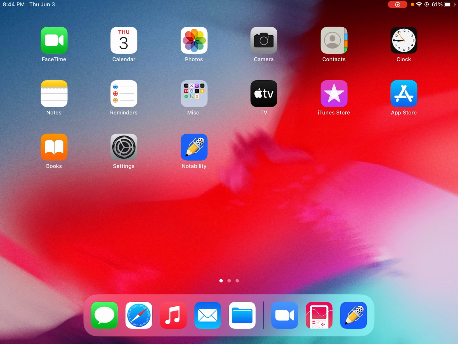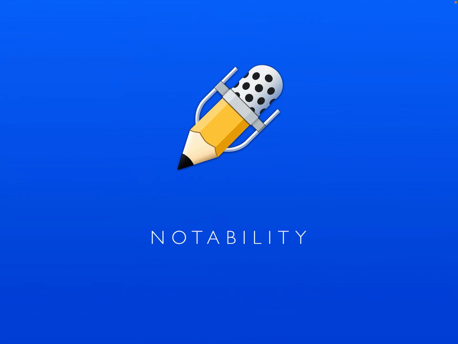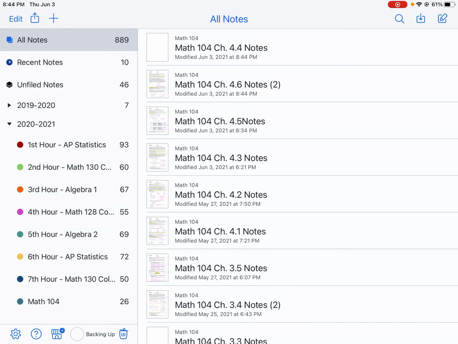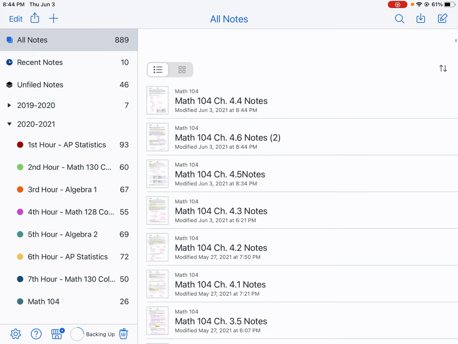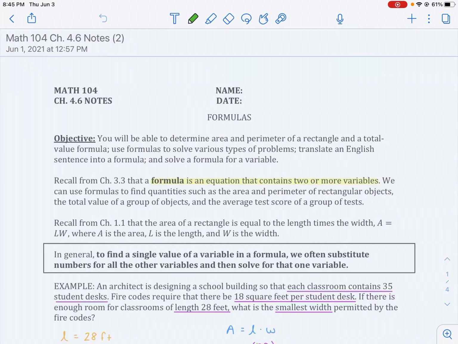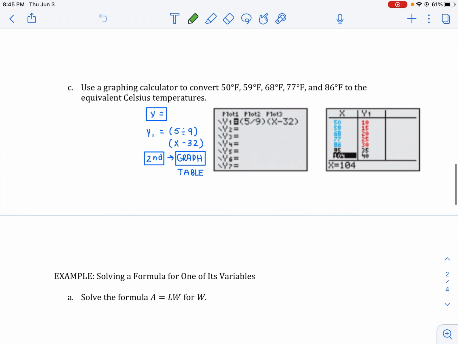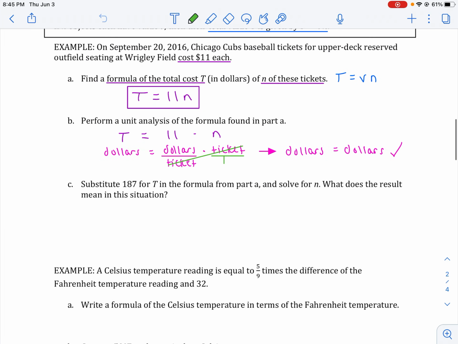So to get n by itself, oops, sorry, it looks like my Notability just crashed. Hopefully the video is still there. Okay, we're close enough to where we were a second ago.